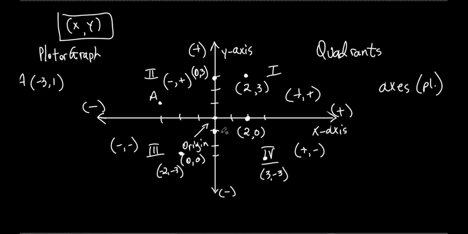I know there's a lot of stuff going on here, but just follow me. What about that point right there? What's that going to be? It's (0, -1). Okay? And let's do one more. Let's do this one right there. What's that point?